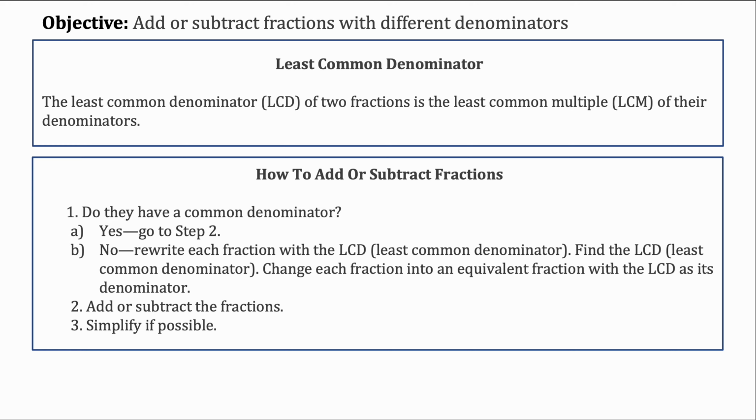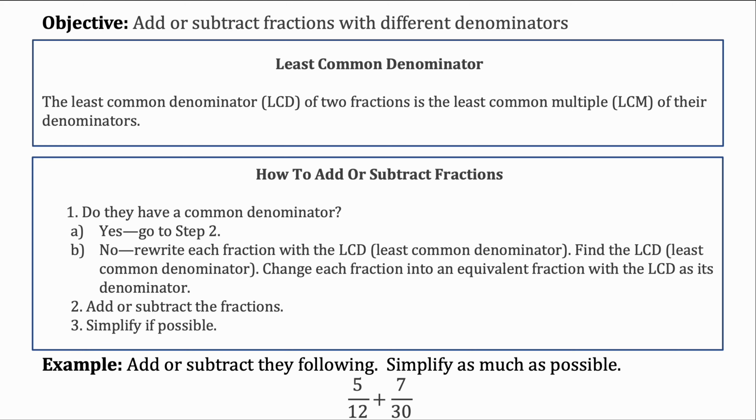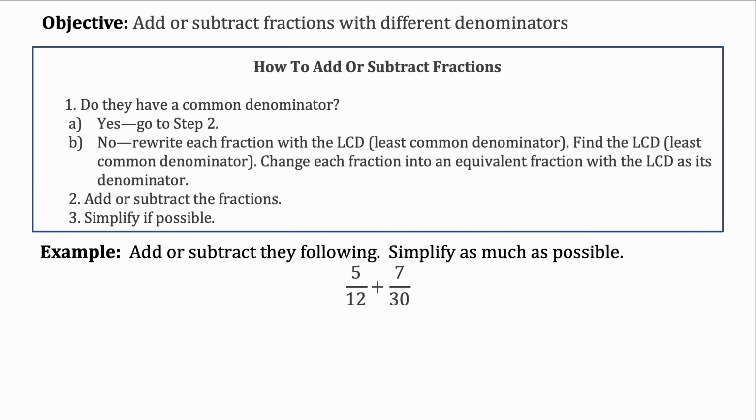So let me show you an example. So we have two fractions. They happen to not have the same denominator. Let's look at how we would go about adding them. Since they don't have a common denominator, the first thing we have to do is rewrite them so that they do. So let's take a look at how we can find that least common denominator.